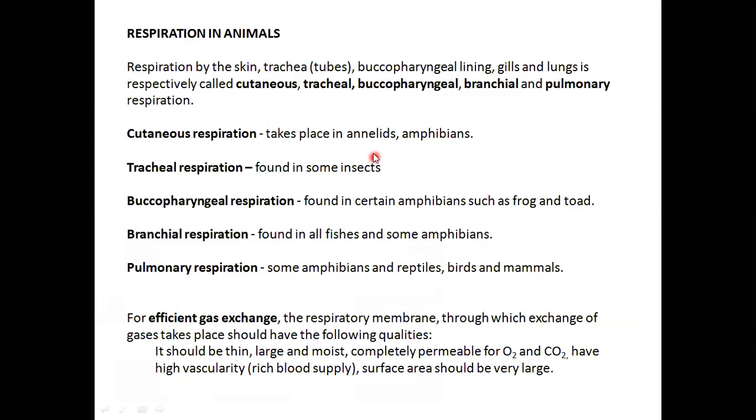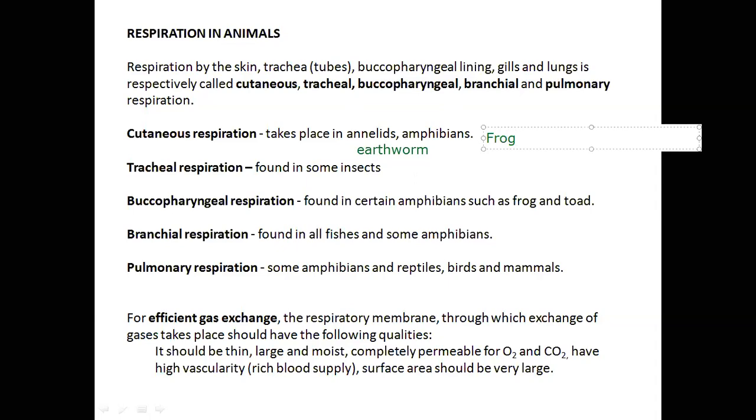Like in the case of annelids and amphibian. Annelids, remember? Annelids में कौन से आते हैं? Annelids का best example is earthworm. Yes, earthworm. In amphibian में you can write frog. Amphibians में क्या हो रहा है? Annelids में क्या हो रहा है?